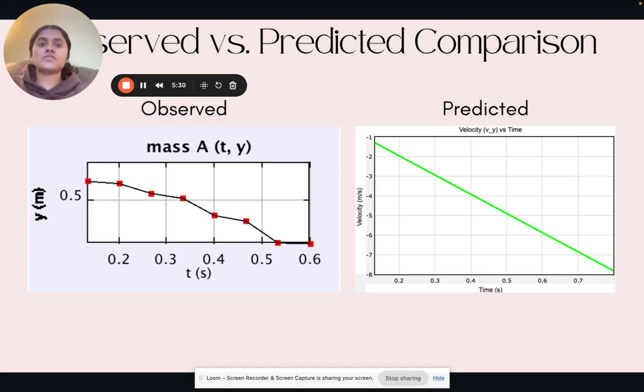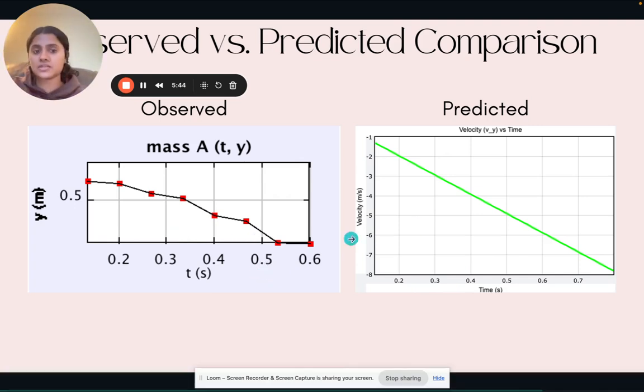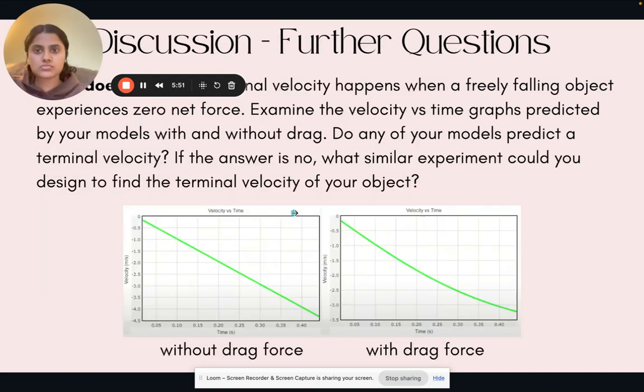So comparing the observed and predicted motions, here is the observed because of my tracker, and then here is my predicted motion due to the GlowScript computational model, and you can see the difference because here there is also a drag force acting on it. This is my no drag. There are a lot of discrepancies.